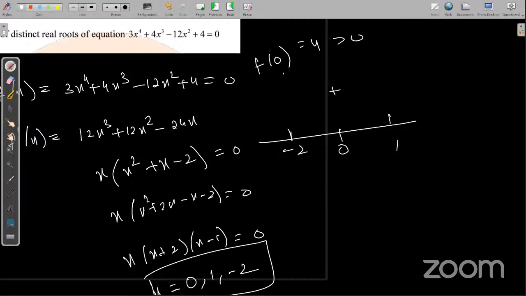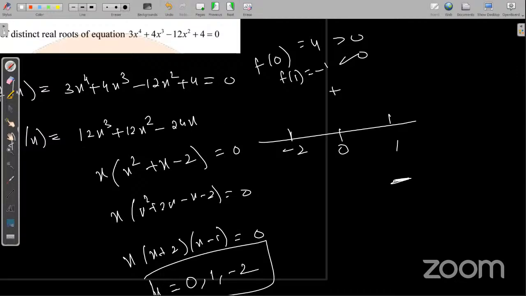So what is f of 1, guys? f of 1 is how much? 7 minus 12 is minus 5, minus 1. So it is negative, guys. So we got minus 1, which is negative, which is f of 1, right? It is negative. Okay.